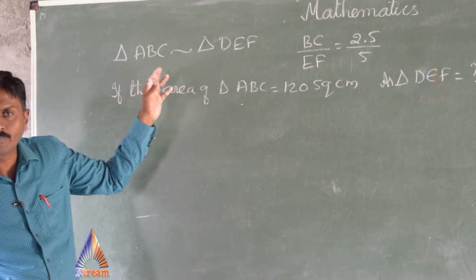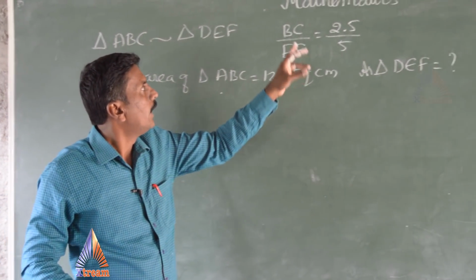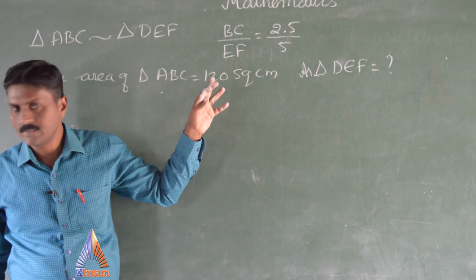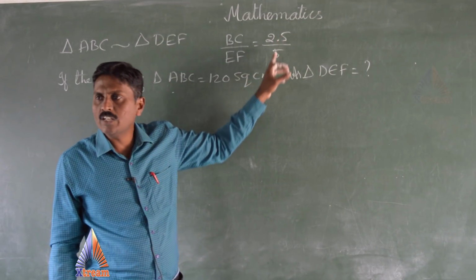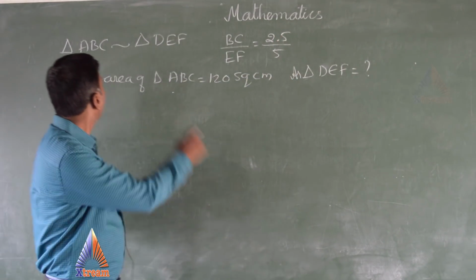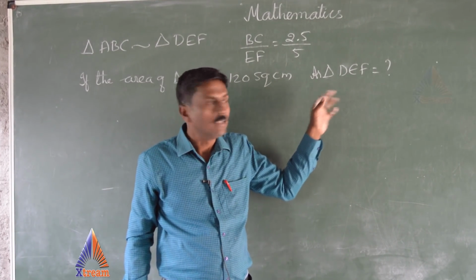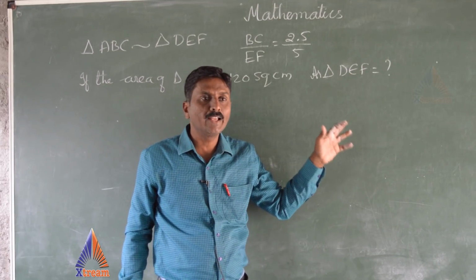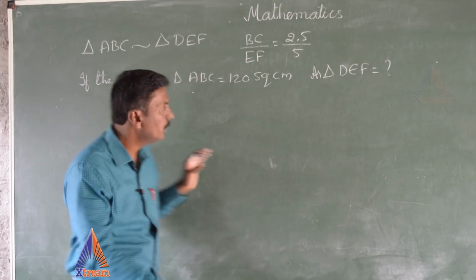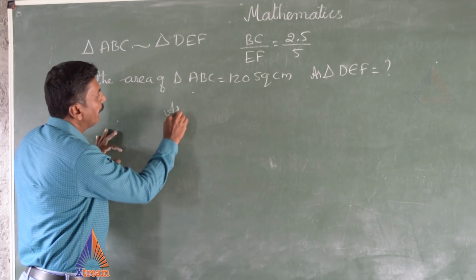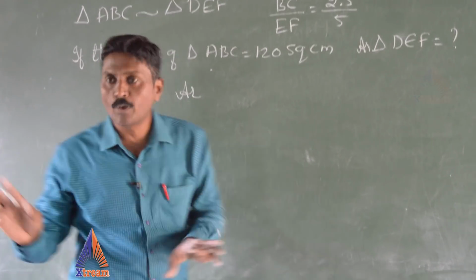Observe the question once. ABC and DEF are similar triangles, and a pair of corresponding sides BC, EF are in the ratio 2.5:5, and the area of triangle ABC is 120 square centimeters. Here you have to find the area of triangle DEF. Okay, so let's apply the theorem we learnt. What is the summary of that theorem? Area of similar triangles are proportional to square of their corresponding sides.